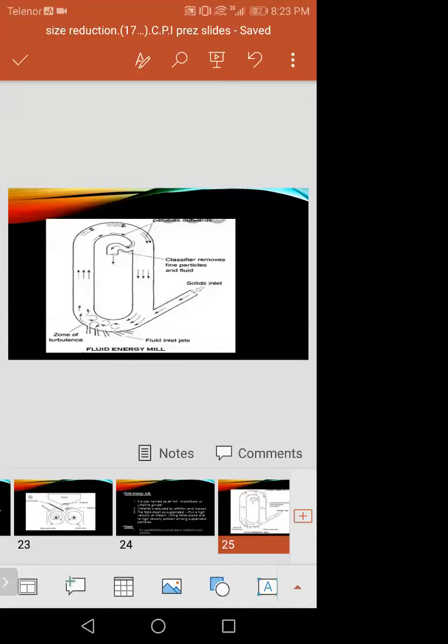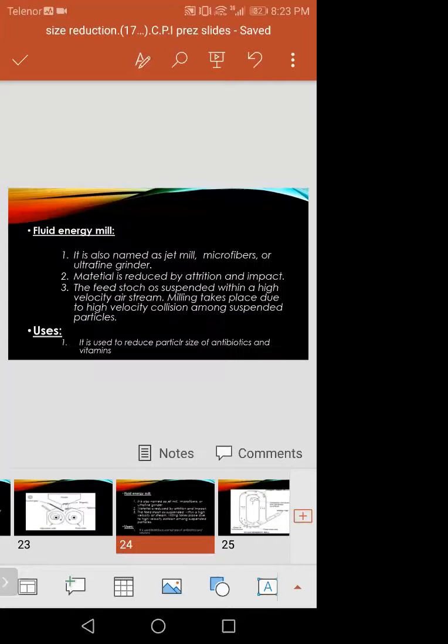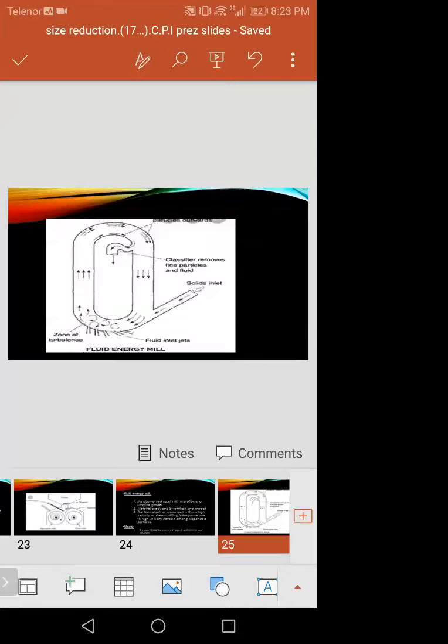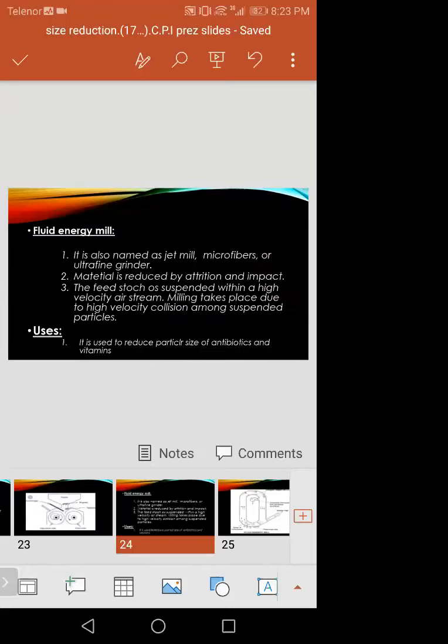As you can see here, when the particles are suspended, they have a higher velocity, and due to their higher velocity there will be collision among them, and due to this they will be converted into smaller particles. Basically, it is used to reduce the size of antibiotics and vitamins. So this was all about my presentation, where we discussed size reduction and all its equipments, objectives, advantages, and disadvantages. Thank you.